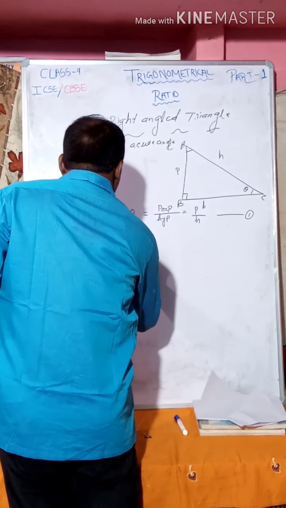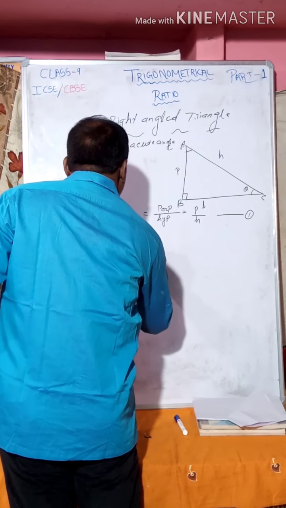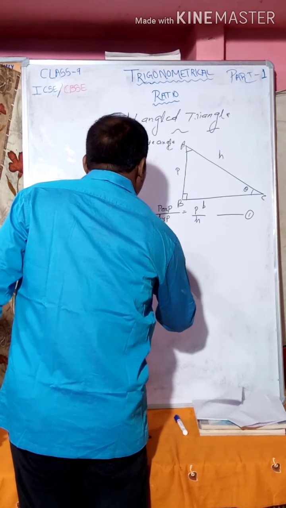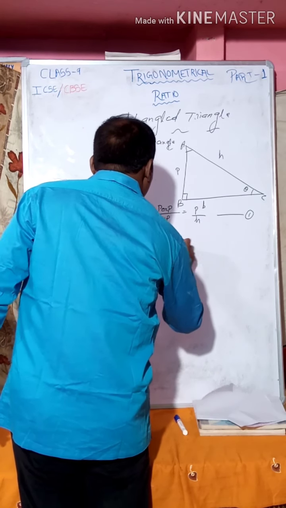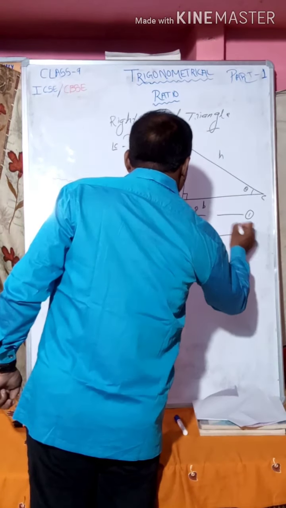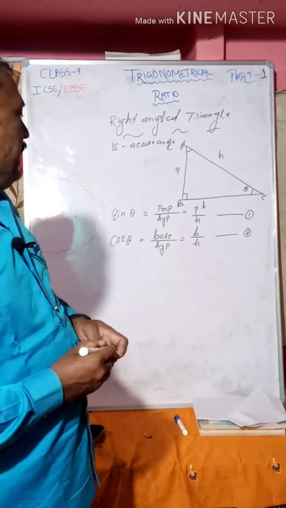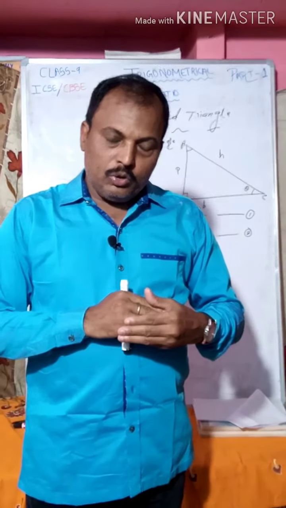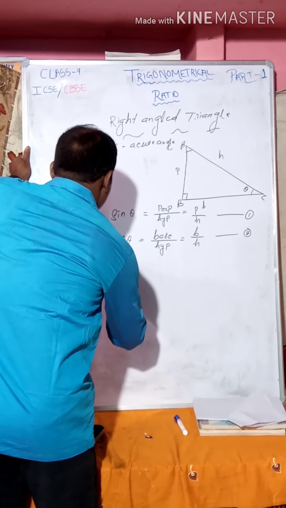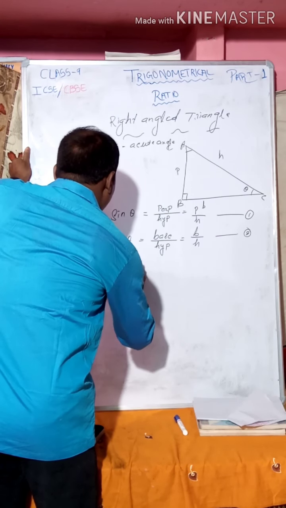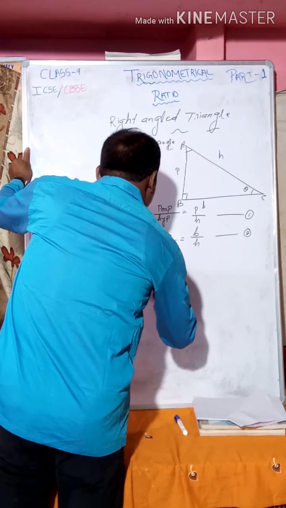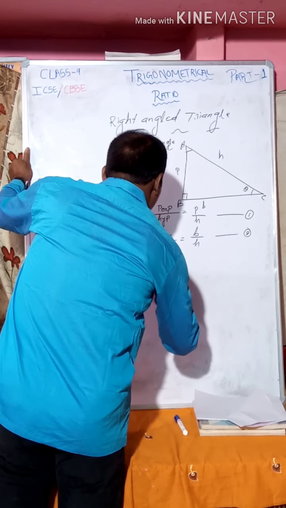Then cos theta is equal to base upon hypotenuse, that is equal to B upon H, number 2. Sin theta is equal to perpendicular by hypotenuse, cos theta is equal to base by hypotenuse, then tan theta. Tan theta is equal to perpendicular upon base.